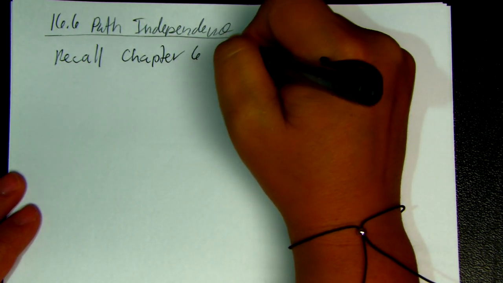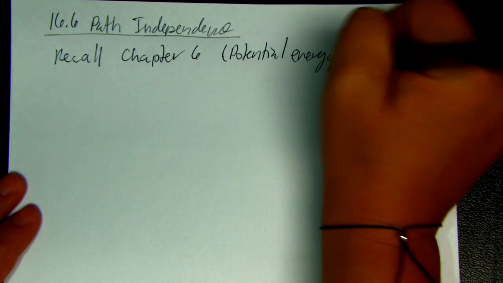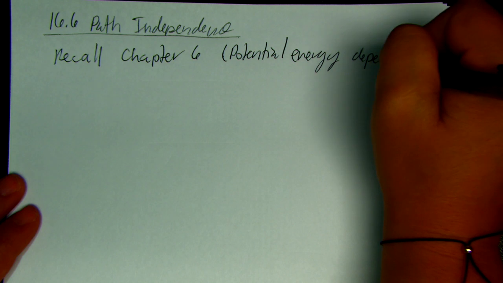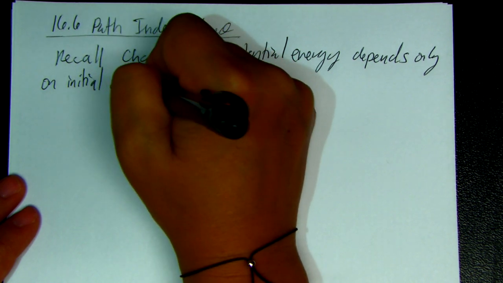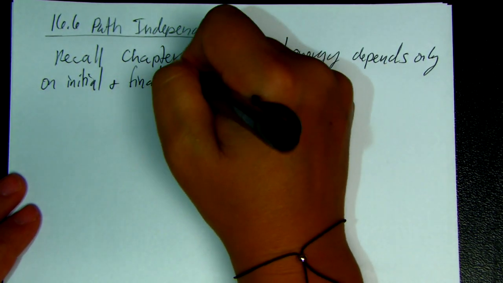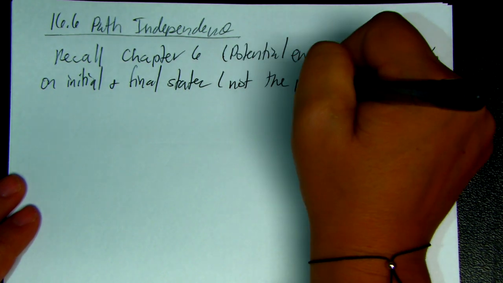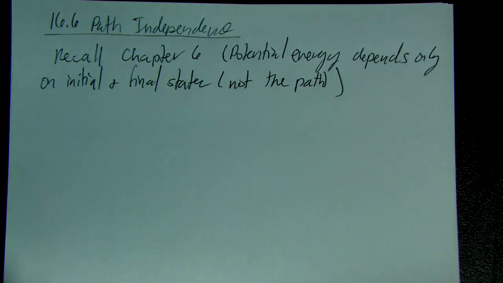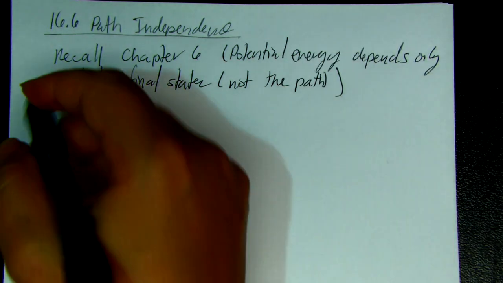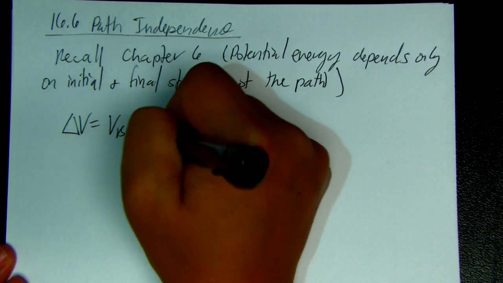So potential energy depends only on initial and final state, not the path. And so the same is also true with delta V. So same concept for potential difference. So delta V is equal to VB minus VA.